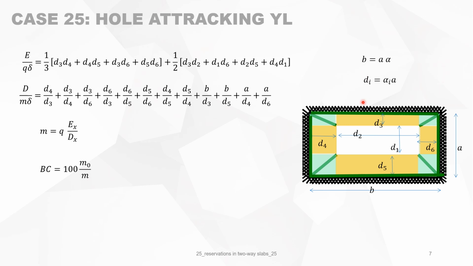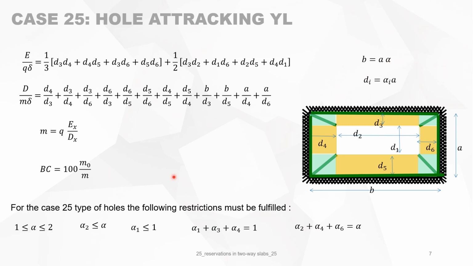And we work with dimensionless parameters. So for case 25, the conditions are then that alpha 1, alpha 3, and alpha 5 are equal to 1, and alpha 2, alpha 4, and alpha 6 are equal to alpha.